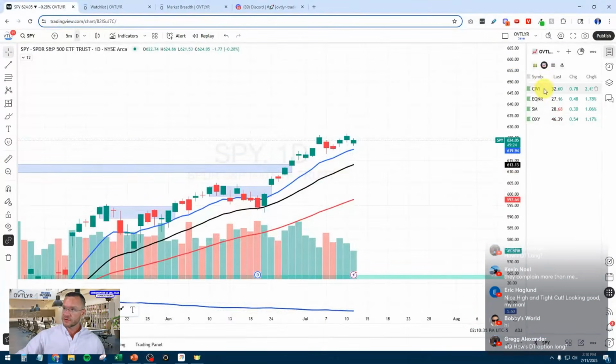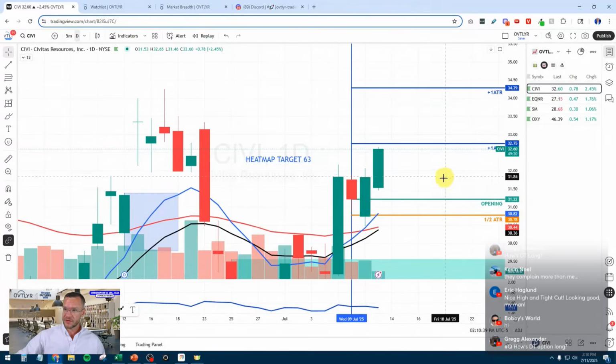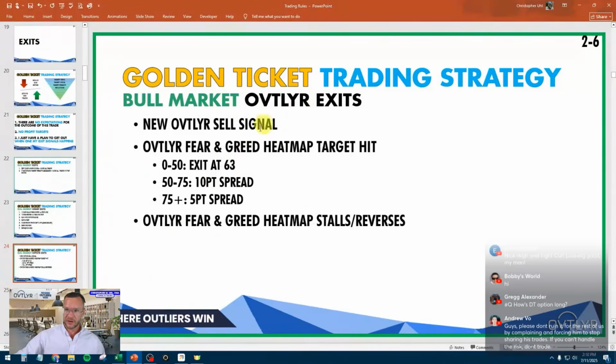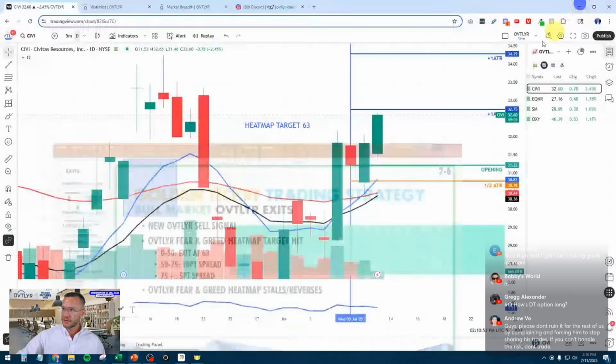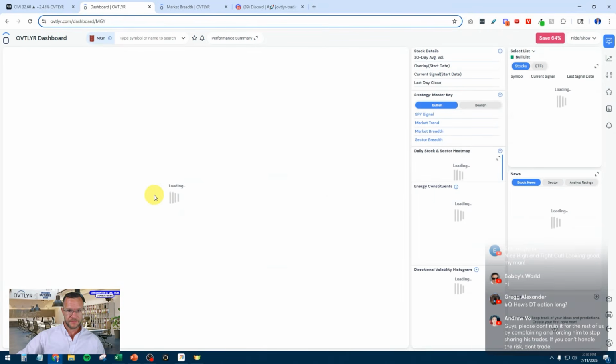Okay. So first, let's start with Civi. Civi looks amazing. In fact, I think let's go ahead and roll up Civi. Heat map target exit is 63. So that is what I call an outlier exit, right? We're looking at the fear and greed heat map inside of Outlier, and we'll show you that in just a moment, and having a spread on what that looks like. So let's go, in fact, let's go to Civi real quick. Give me just a moment to click over into it.